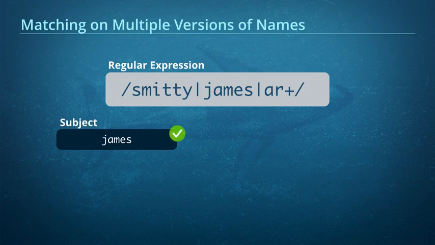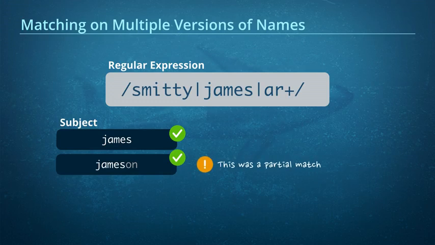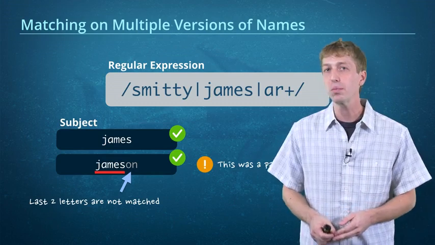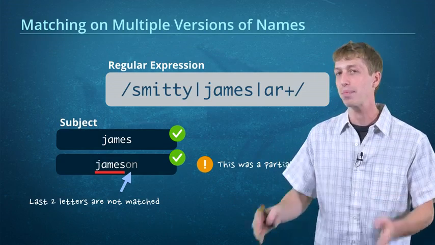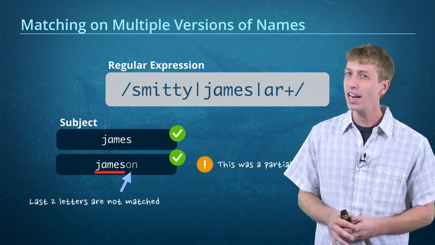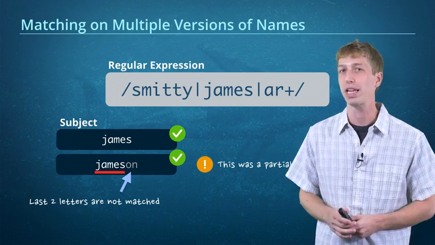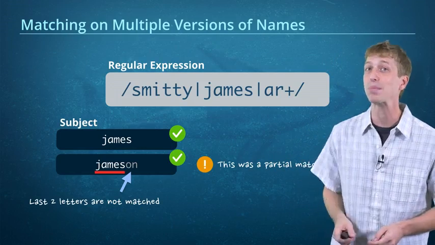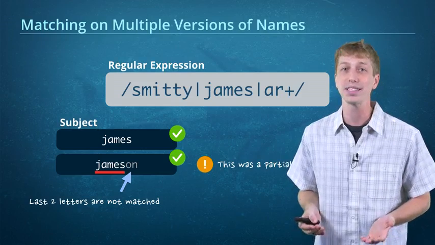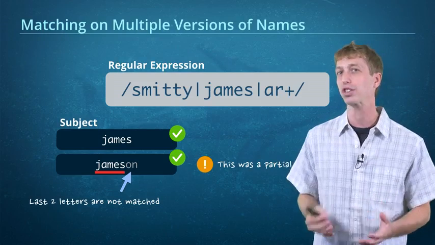Our third potential shipmate has signed up, Jameson. However, we're not matching on the ON portion of Jameson. We're only matching on James. Well, this is what is known as a partial match, and it isn't always undesirable, but in this case, we want to match the full name. One possible solution would be to add an OR operator, and then Jameson. But the line at our booth's getting pretty long at this point, and let's face it, we're not going to be able to account for every single name that we could see. So we need a better solution.